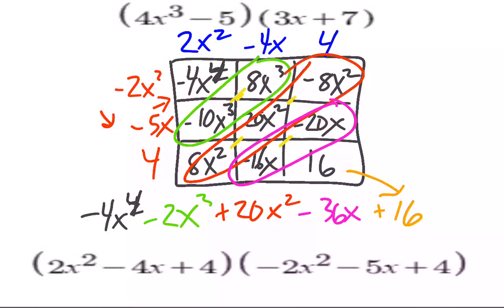Like I said, most of the time your like terms will be on the diagonal. So if you don't have like terms on the diagonal, you can use that as a way to check yourself and make sure you multiplied correctly.